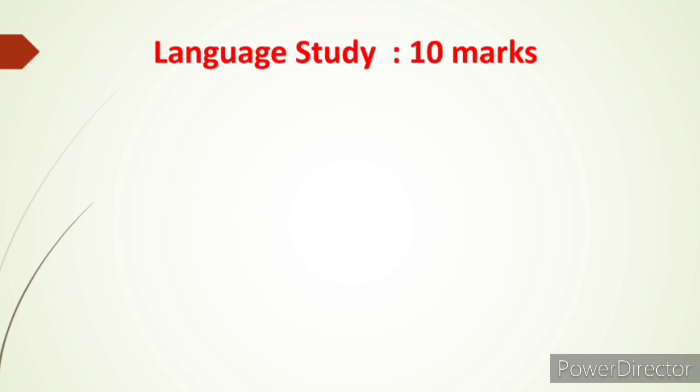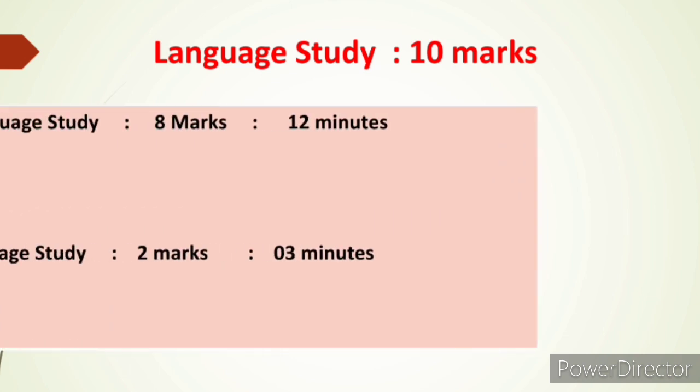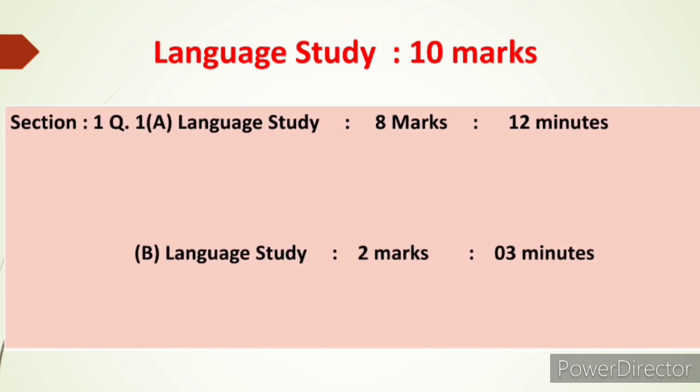The language study section is divided into two parts, question number 1A and question number 1B. Part A has simple and medium difficulty level activities. These activities should be done within 12 to 13 minutes. Part B has challenging activities for 2 marks. It should be done within 3 minutes.